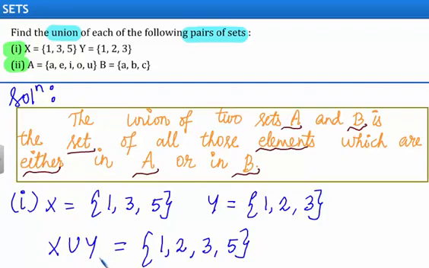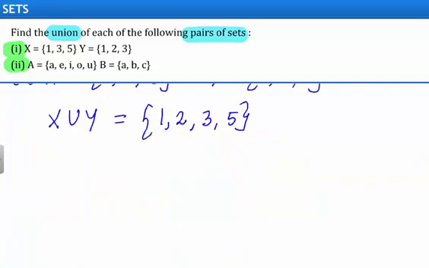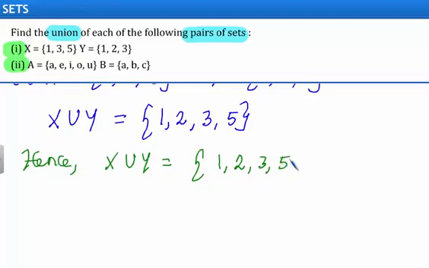So while finding the union of two sets, we need to consider those elements which are either in A or in B. Hence, X union Y is equal to 1, 2, 3, 5. So X union Y contains 4 elements.